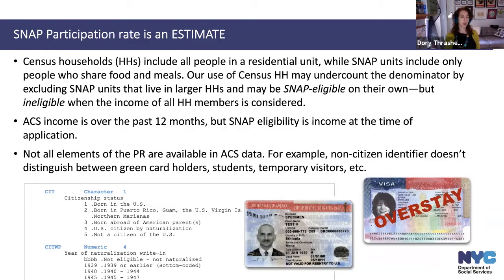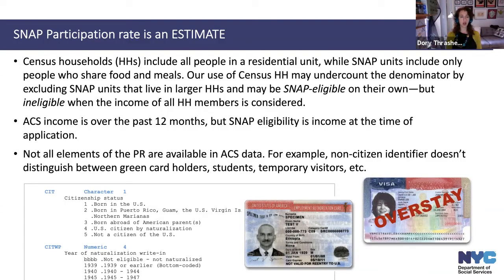Further, the American Community Survey reports income over the past 12 months, but SNAP eligibility is income at the time of application. We actually don't care how much money you made in the past. We only care about your present situation. So we are probably undercounting the denominator because there are people who would be eligible if they applied now, even though the ACS would make it look like they're not eligible.